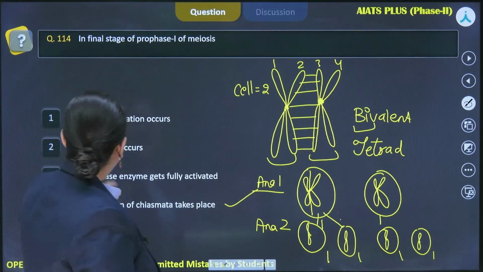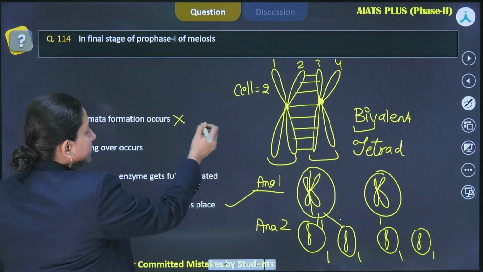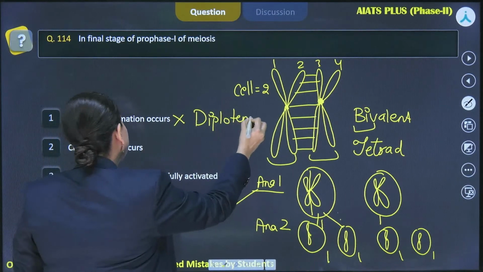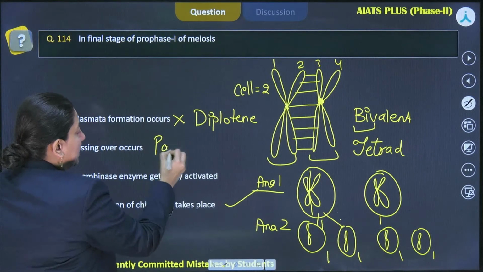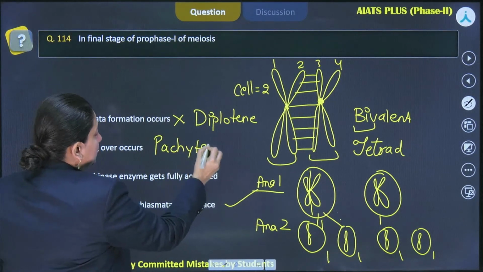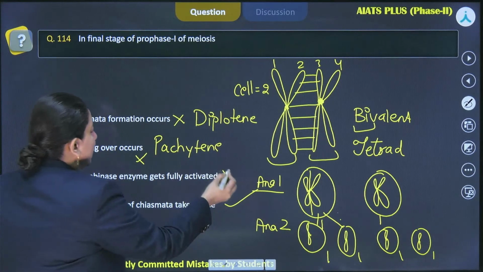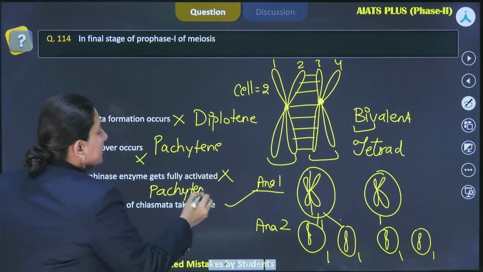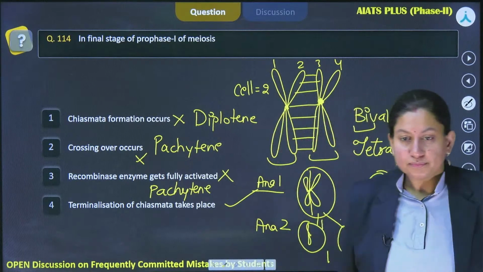Alright. So when we talk about the first one, chiasmata formation occurs. This could be ruled out because this could be seen during diplotene. Then the second one says crossing over occurs. This could be seen during pachytene, so we could rule this out. And the third one is saying recombinase enzyme gets fully activated. This also occurs during pachytene. So these 3 options could be easily ruled out, right?